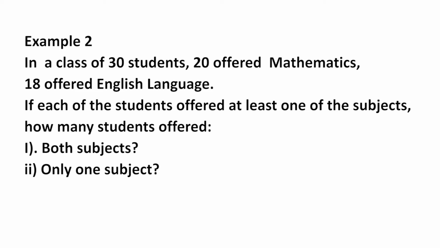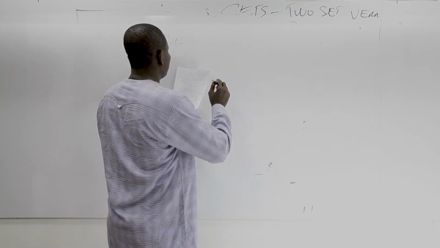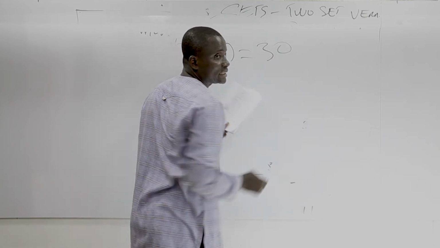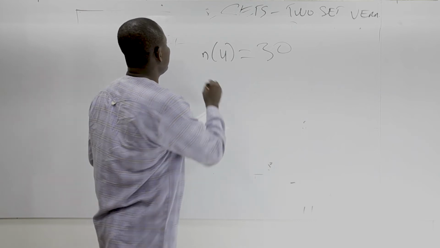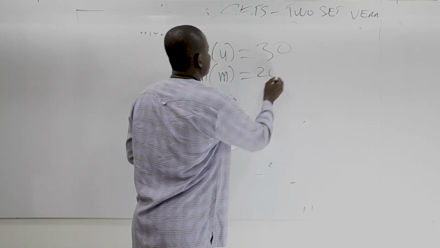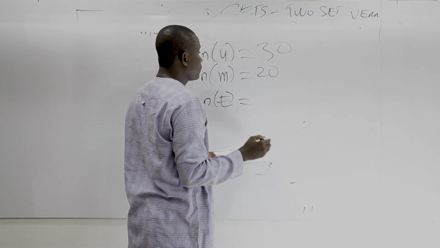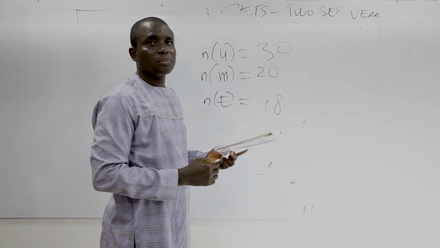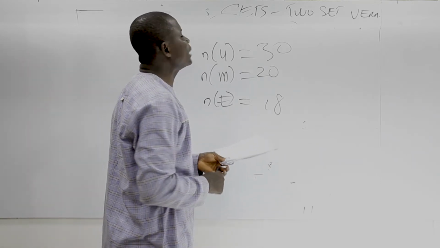Once again, let's try and put down our data. NU, the total number of students in the class, is 30. N mathematics is 20. NE, N English, is equal to 18. And he said each student offers at least one of the subjects.